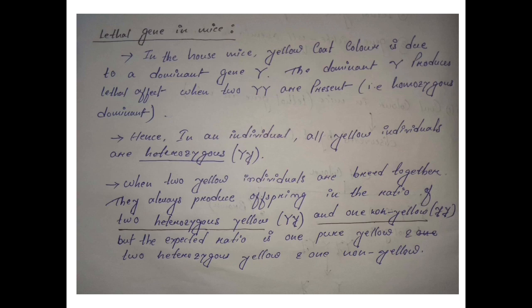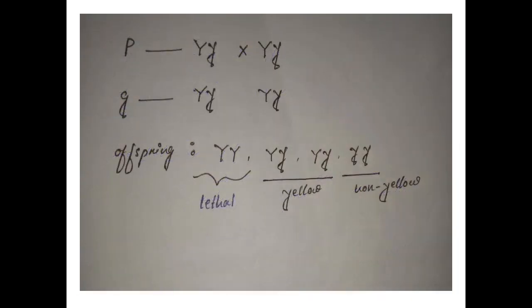When two yellow individuals are bred together, as we have seen in the previous slide, they always produce offspring in the ratio of 2 heterozygous yellow and 1 non-yellow. But the expected ratio is 1 pure yellow, 2 heterozygous yellow and 1 non-yellow. So when two heterozygous yellow organisms breed together, 4 offspring are produced, out of which 1 will be lethal, 2 heterozygous yellow and 1 non-yellow.